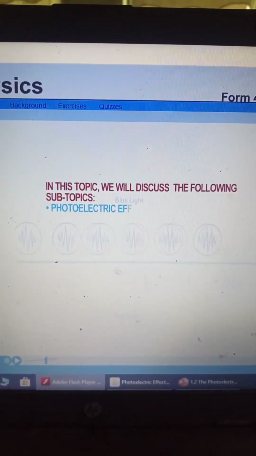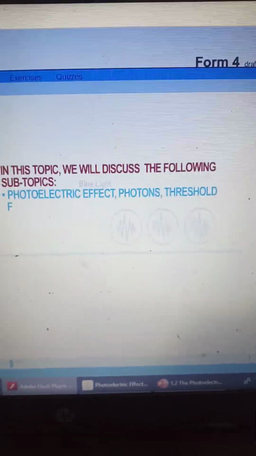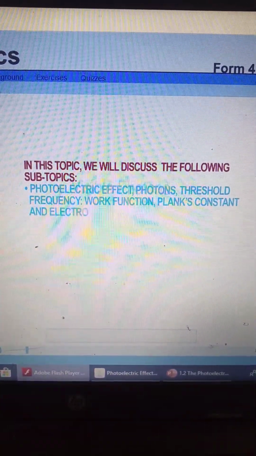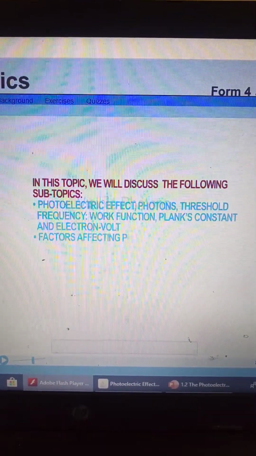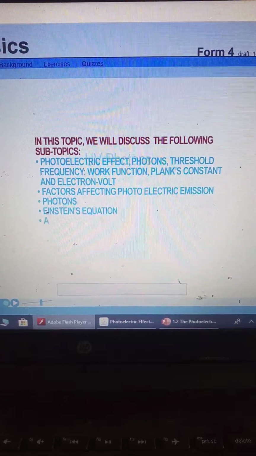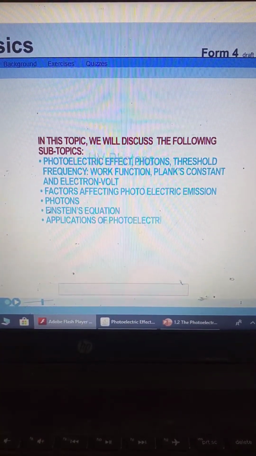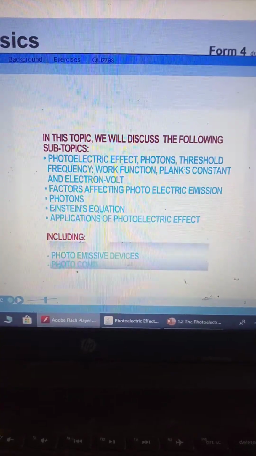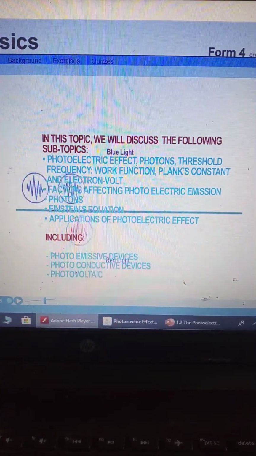Yes, our lesson today is on the photoelectric effect. In this topic, we will discuss the following subtopics: photoelectric effect, photons, threshold frequency, work function, Planck's constant, and electron volt. Then we'll move to factors affecting photoelectric emission, photons, Einstein equation, and applications of the photoelectric effect.